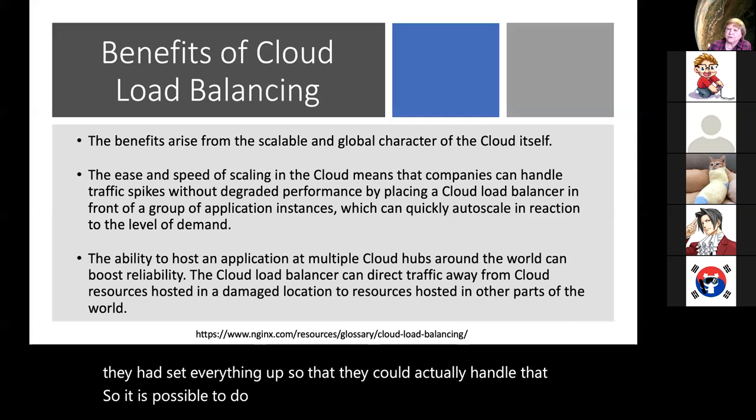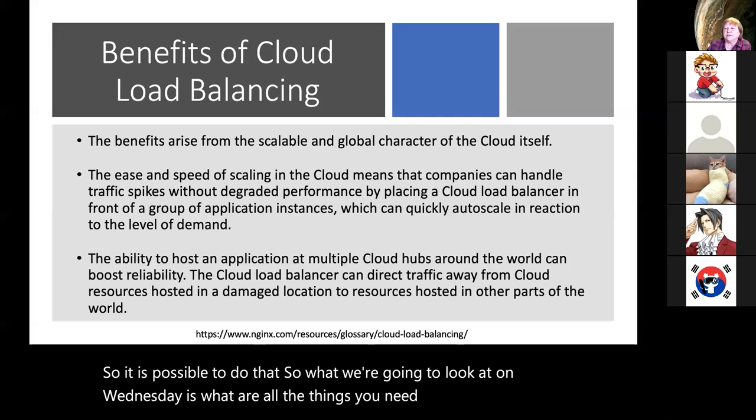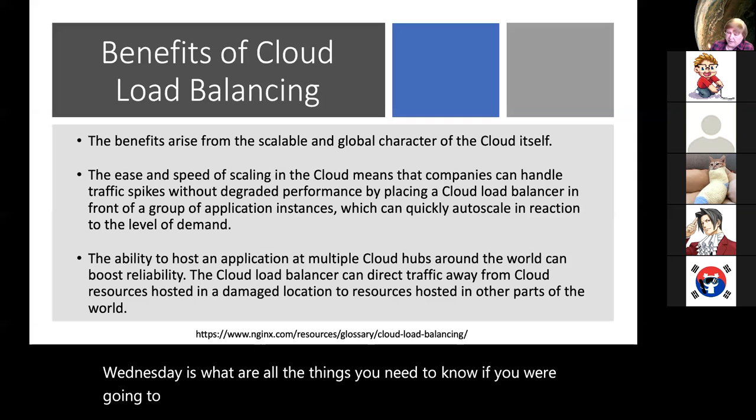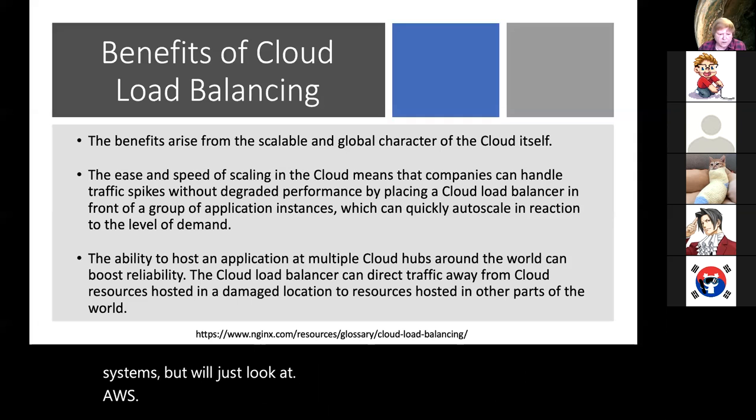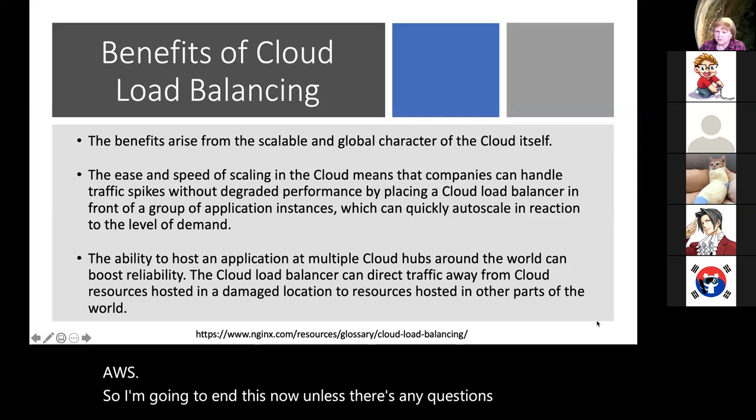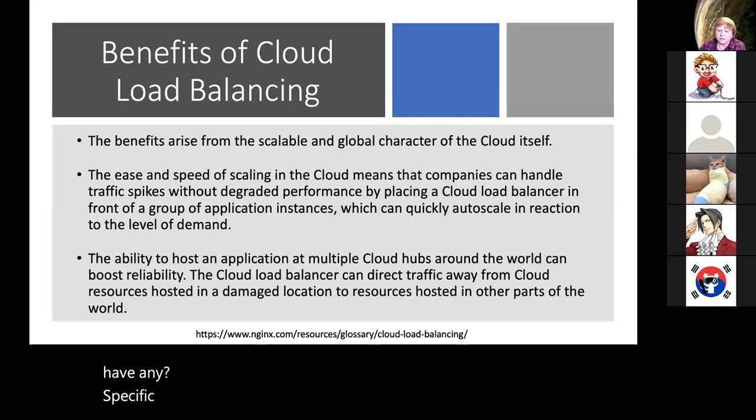So what we're going to look at on Wednesday is, what are all the things you need to know if you were going to set this up on AWS. And it's very similar for the other systems, but we'll just look at AWS. So I'm going to end this now unless there are any questions. Do I have any specific questions about load balancing?